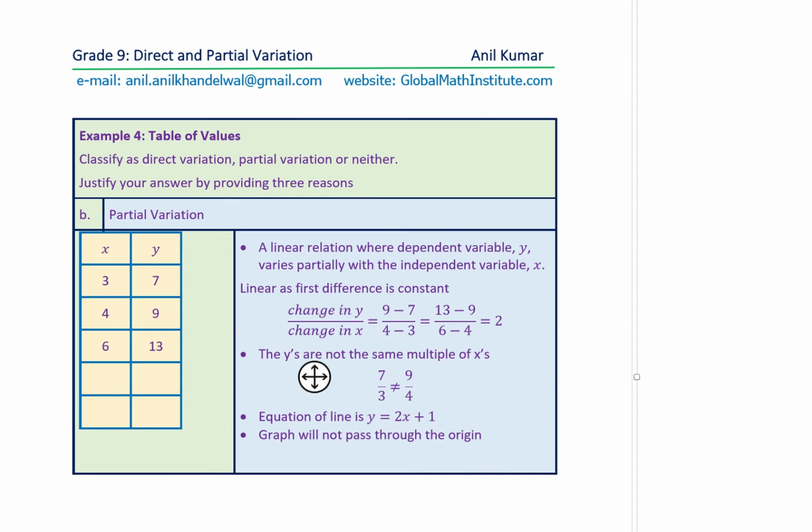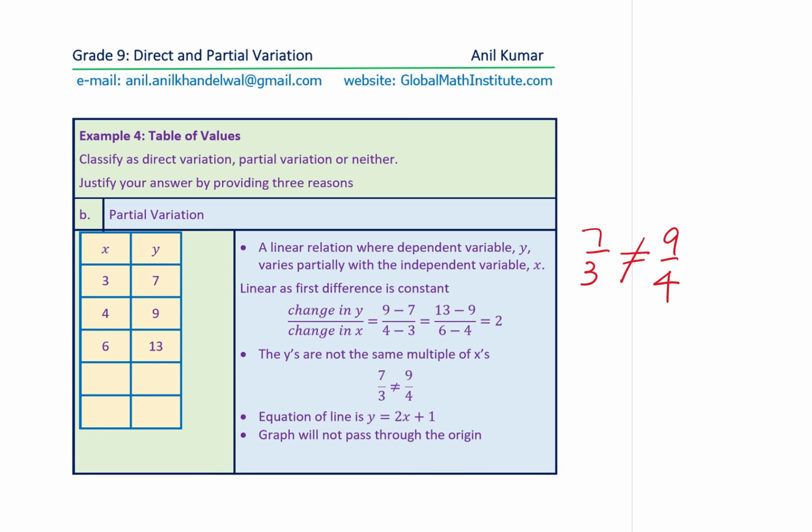Now here is the third example. We have the data points as 3, 7, 4, 9, 6, 13. You need to verify whether this represents a direct variation or not. So one step you could do is you can find the ratio 7 over 3, right? Is it equal to 9 over 4? This is what you could do. Well, they are not equal, and therefore it could be a partial variation, correct?